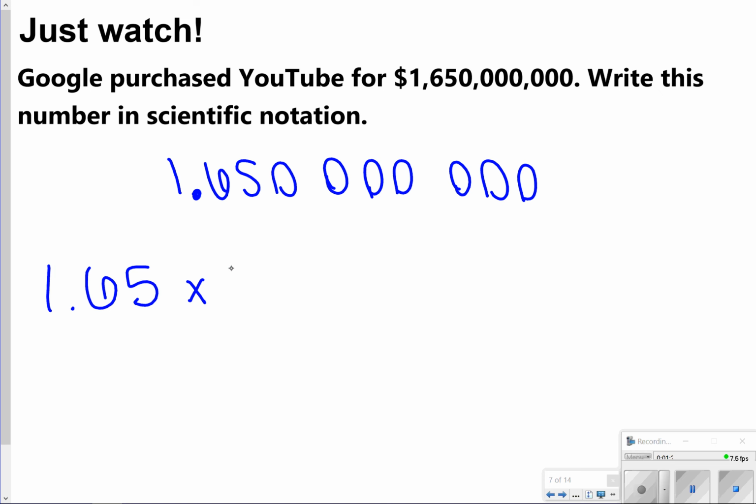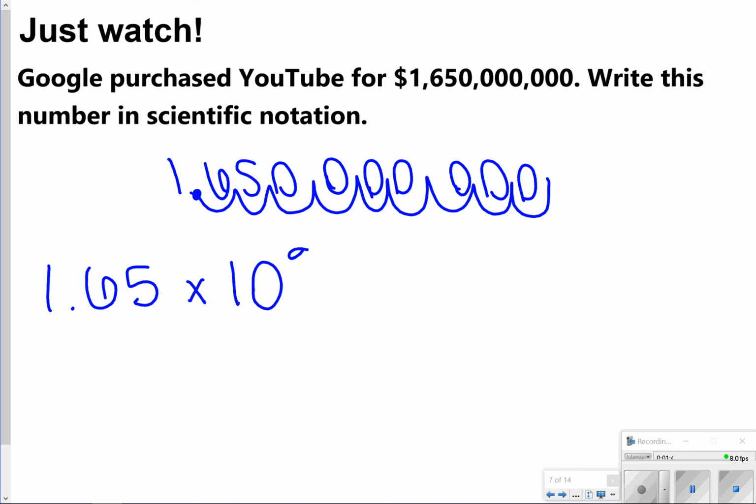Remember, also in scientific notation, you have times 10 to the something power, and how we figure that out is we just count the number of decimal places behind the decimal. So there are 1, 2, 3, 4, 5, 6, 7, 8, 9. So my answer is going to be 1.65 times 10 to the 9th power.